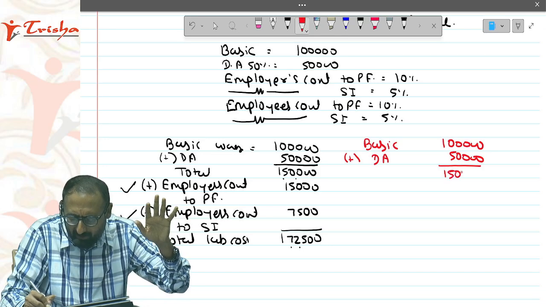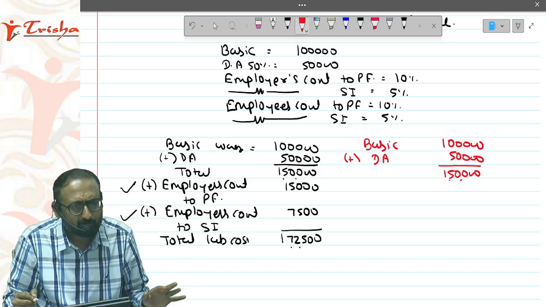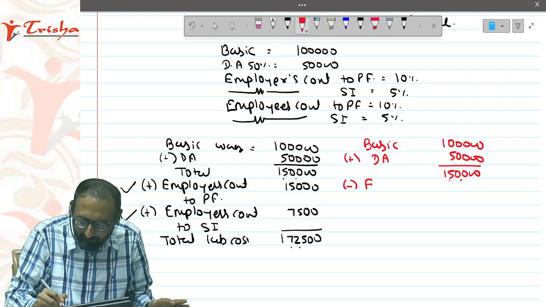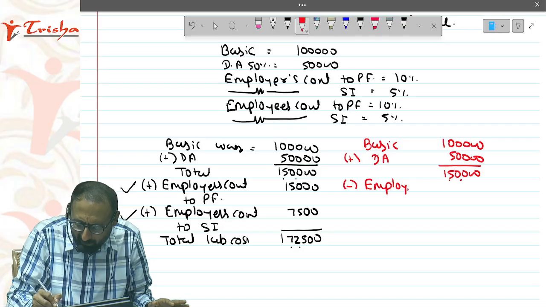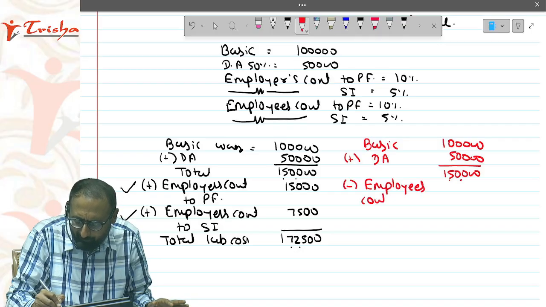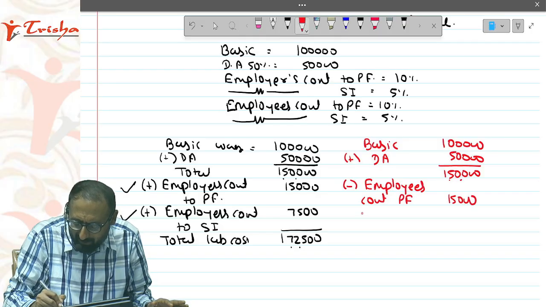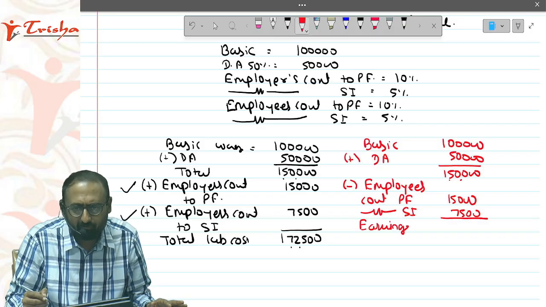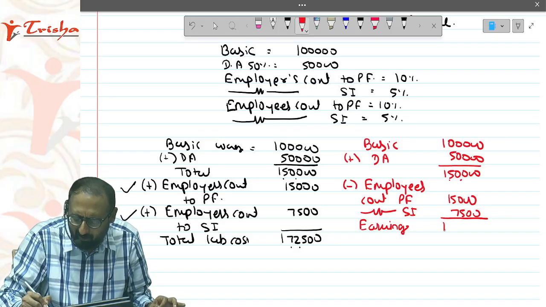Total basic plus dearness allowance will be 1,50,000 minus employees contribution to provident fund 15,000 minus employees contribution to state insurance 7,500. Now tell me how much will be the earnings of that worker at present? 1,27,500. Correct, sir?